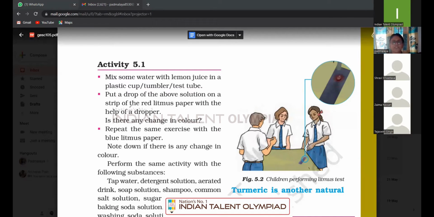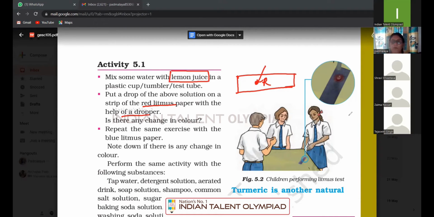Put a drop of solution on a strip of red litmus paper with the help of your dropper. On the red litmus paper, they have put lemon juice. What will be the change of color there? Anyone can say? It will turn blue? No, it will be red only. There will be no change in the color, indicating that the substance is acidic in nature.